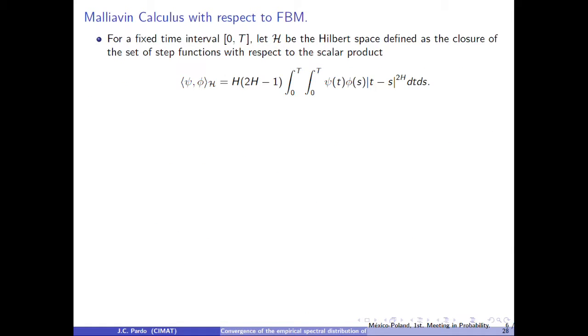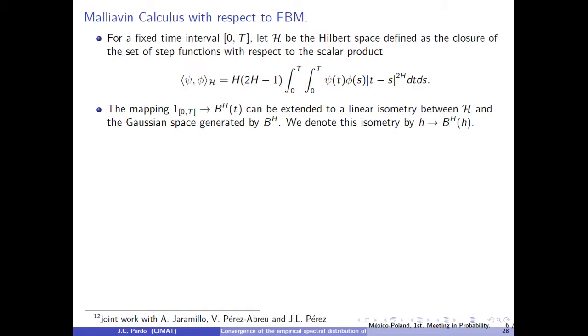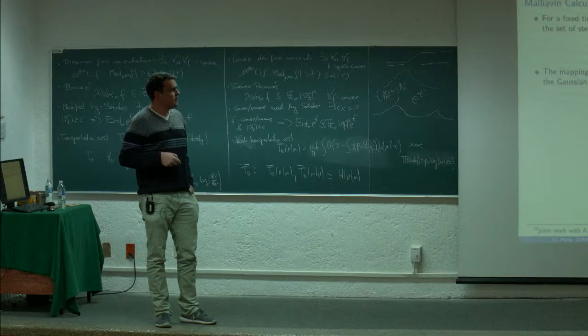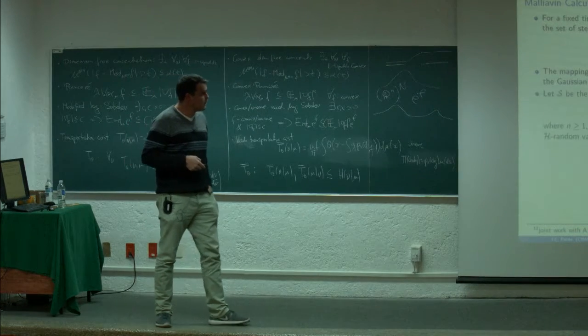So I will introduce some facts of Malliavin calculus. For a fixed time interval [0,T], let H be the Hilbert space defined as the closure of the set of step functions with respect to the following scalar product. This mapping can be extended to a linear isometry between H and the Gaussian space generated by the fractional Brownian motion. We denote this isometry by this application.